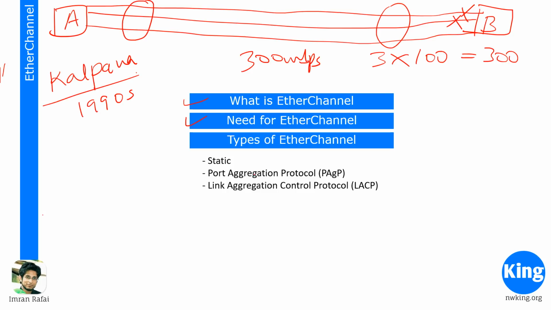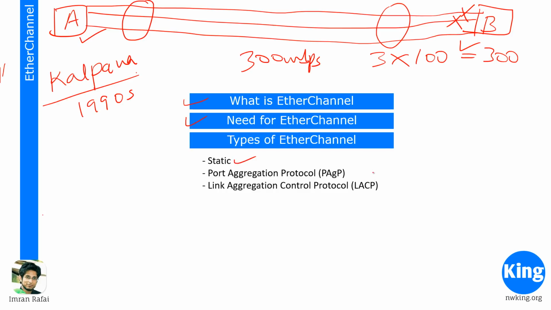Now there are three types of EtherChannels. You could have the static version. The static version says you configure EtherChannel on one side and EtherChannel on the other, and the EtherChannel will come up. It will not look at any parameters, it will not check if the parameters are matching, and it will not check if the correct configurations are there. It is just a static on state, so the EtherChannel is on. That's one way, the static way.